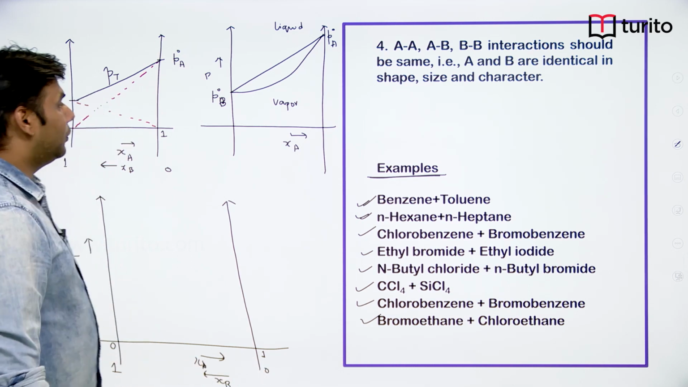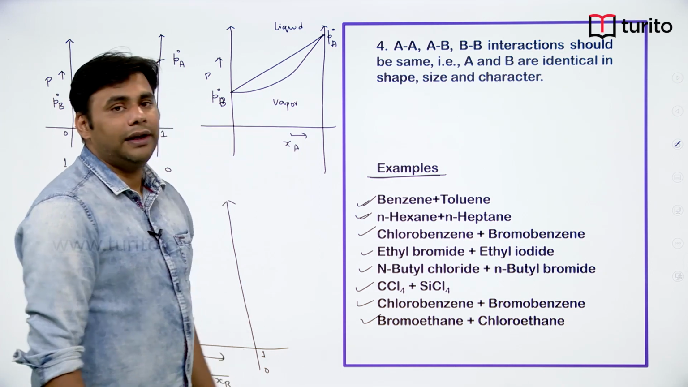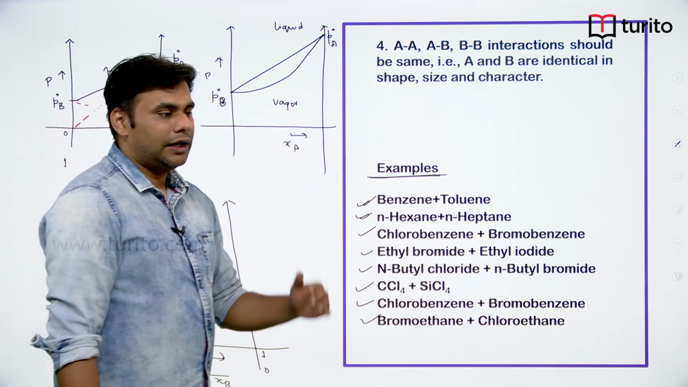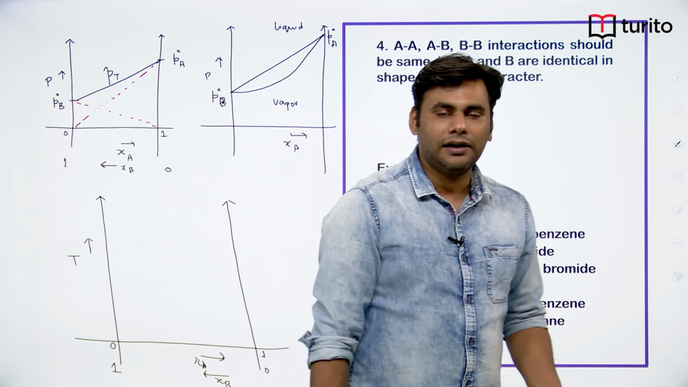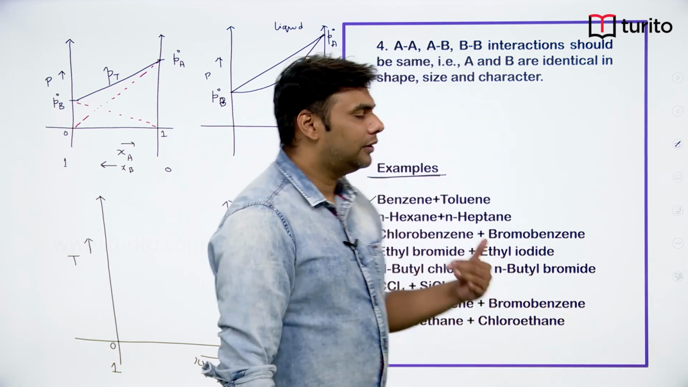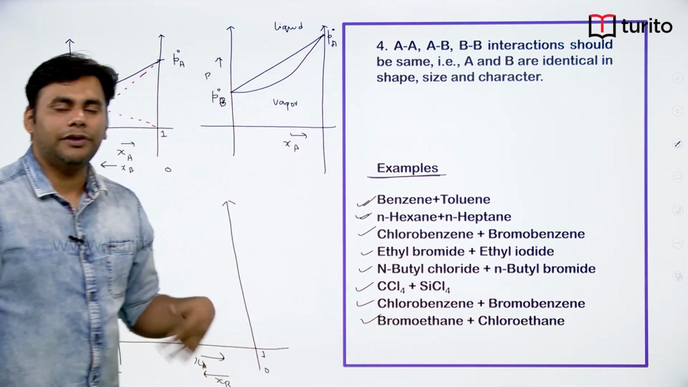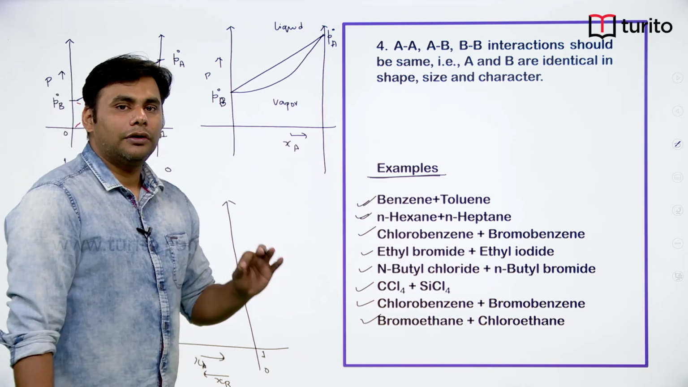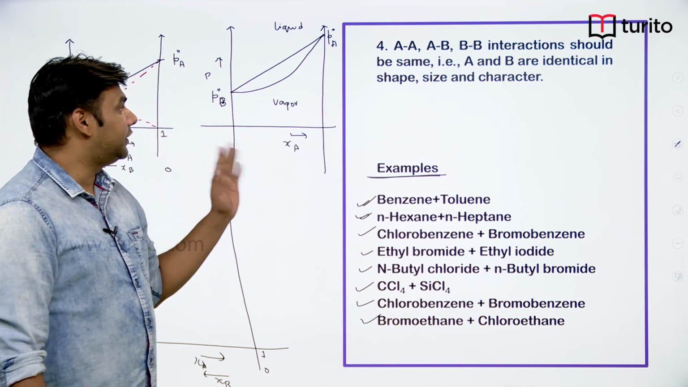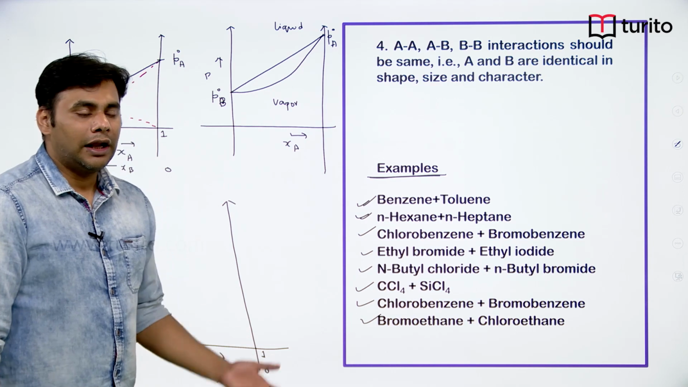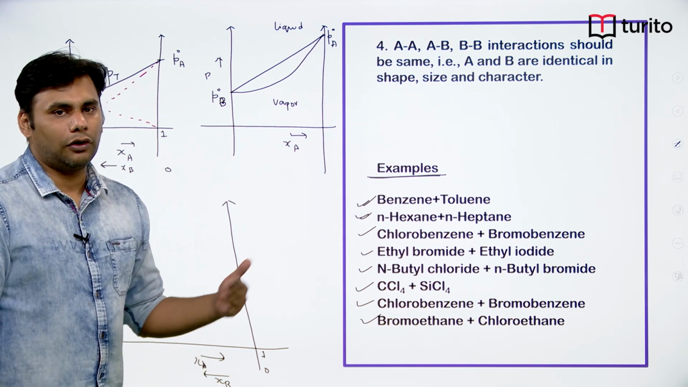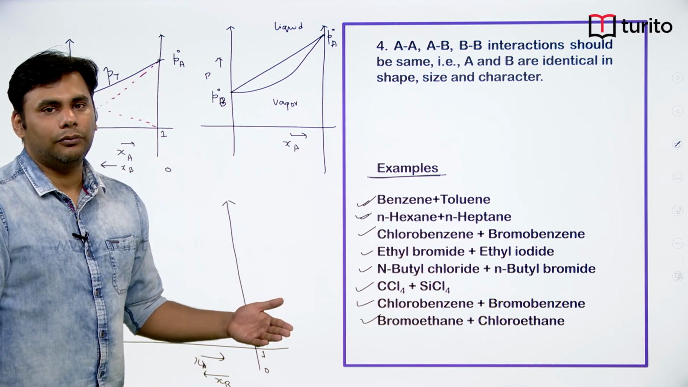Okay, so we know that out of A and B, A was having more partial pressure. That means A was more volatile, and B was having less vapor pressure. That means B is less volatile. Now, of the two liquids A and B, which will have the higher boiling point? A more volatile liquid will obviously have a lower boiling point.